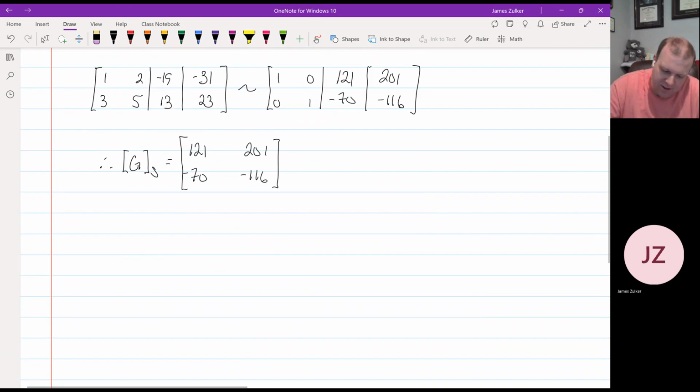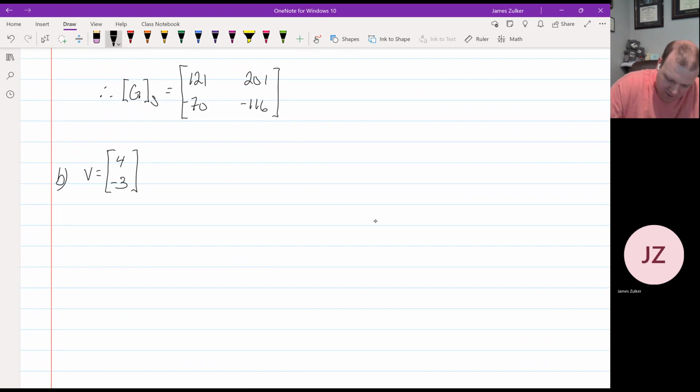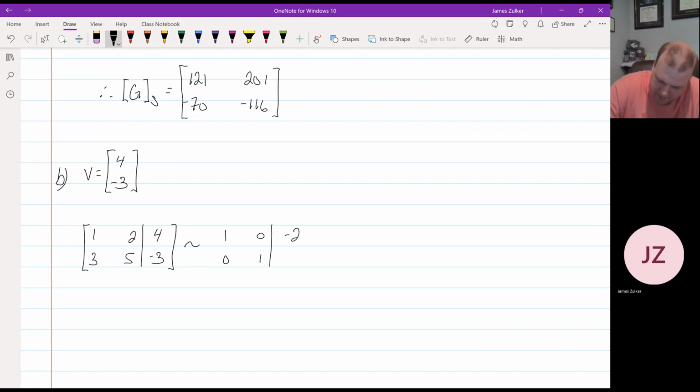I don't know why I wrote a part B there. That was not part B. This is part B. Now we're given the vector V. The first thing we want to do is find the coordinate vector for that. So same coefficient matrix, but now augmented with V. We'll reduce that. And so this means that our coordinate vector of V with respect to S is negative 26, 15.